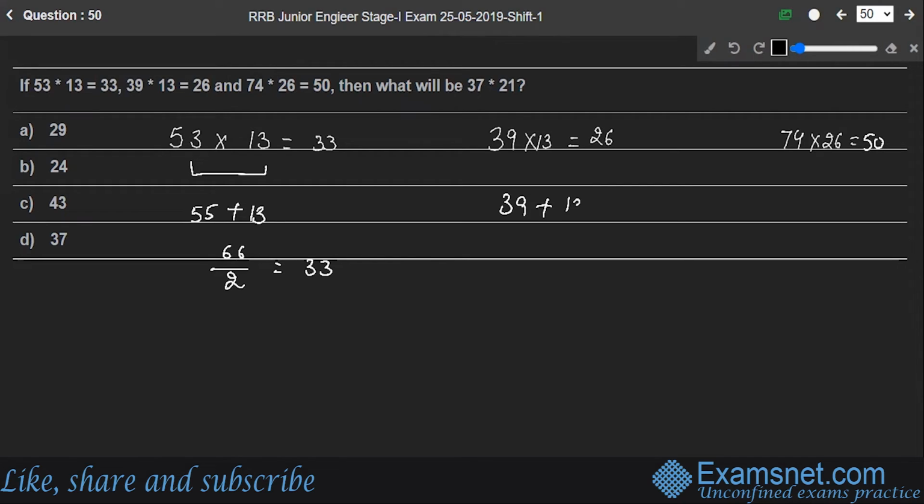39 plus 13 gives me 52, divided by 2 gives me 26. And similarly, 74 plus 26 gives me 100, divided by 2 gives me 50.